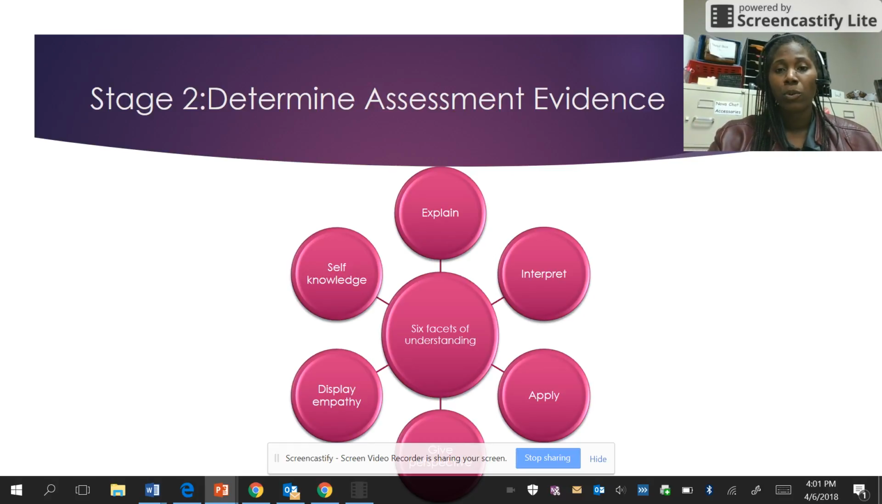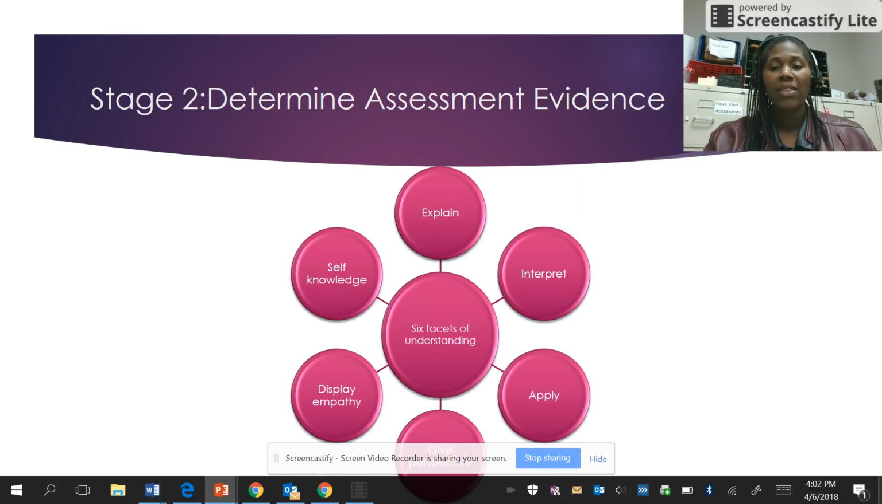Can they apply those strategies effectively, using what they've known to adapt their knowledge and get a better sense of meaning? Can they demonstrate perspective? Do they get the big picture and do they recognize the end point and what we're trying to get done? Can they display empathy?